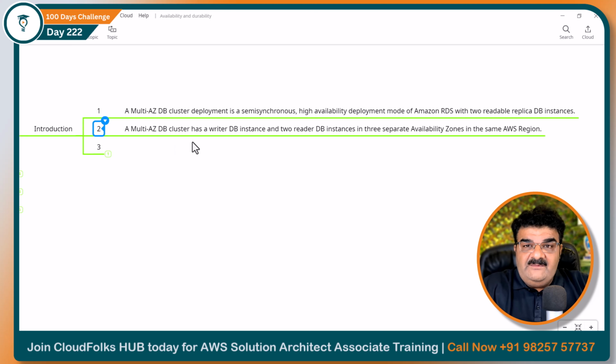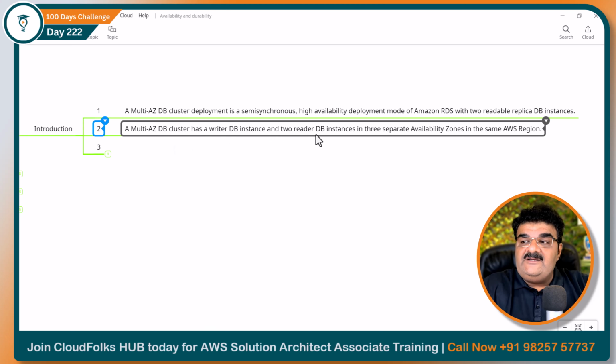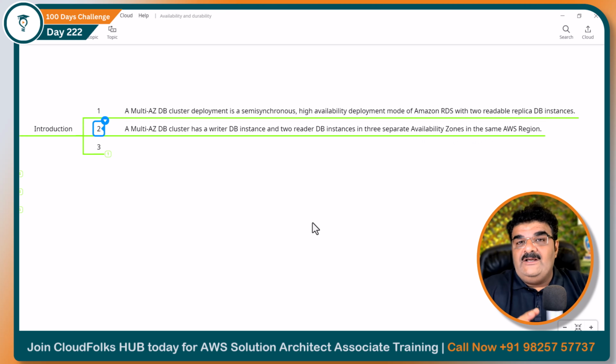A multi-AZ DB cluster has a writer DB instance and 2 reader DB instances in 3 separate availability zones in the same AWS region. Here, we have 3 instances, meaning it is more expensive than multi-AZ. In the same way, it is providing better high availability because we have our DB instances in multiple availability zones. It is not only providing high availability, but also a performance benefit.